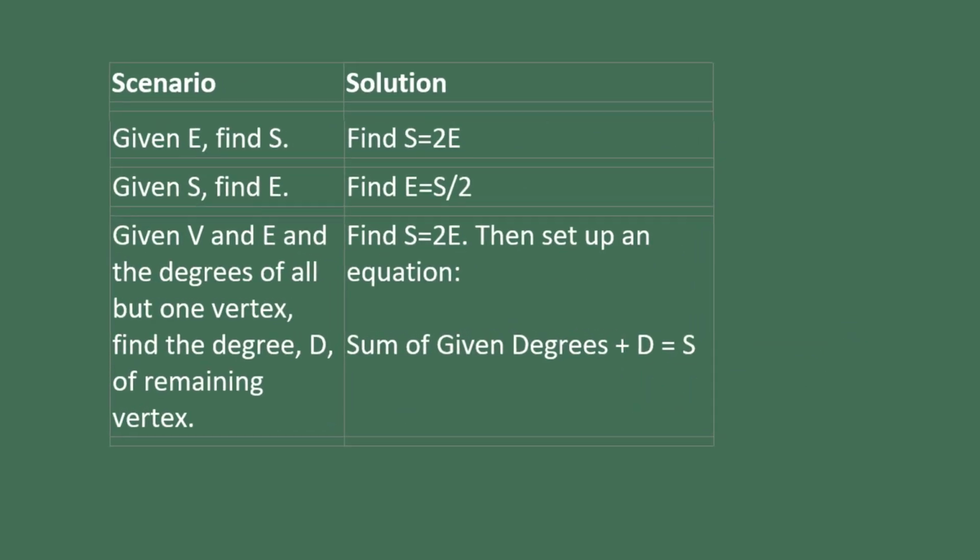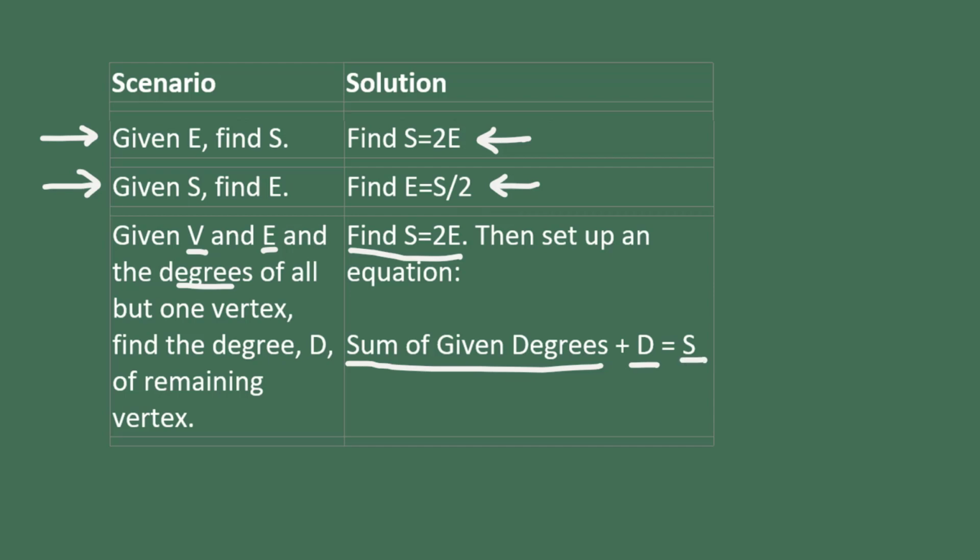So we've talked about 3 scenarios. First, given the number of edges, we find the sum of the degrees by multiplying 2 times the number of edges. Second, given the sum of the degrees, find the number of edges by dividing the sum of the degrees by 2. Finally, when we're given the number of vertices, the number of edges, and all of the degrees except for 1, we have 2 steps. First, we have to find the sum of the degrees by multiplying 2 times the number of edges. Then we add up all the known degrees plus D, the unknown degree, and set it equal to the sum of the degrees. Then we solve the equation.